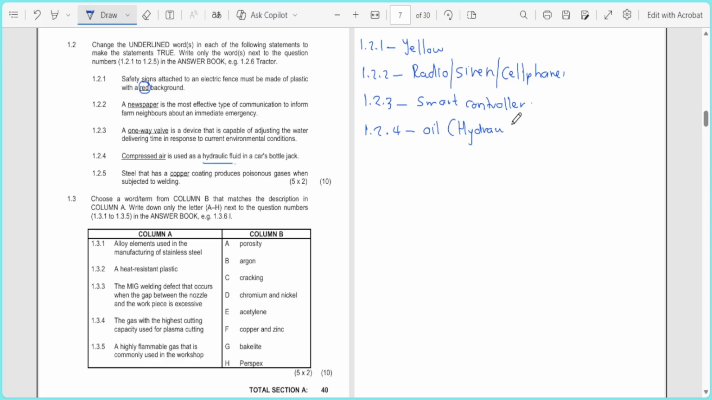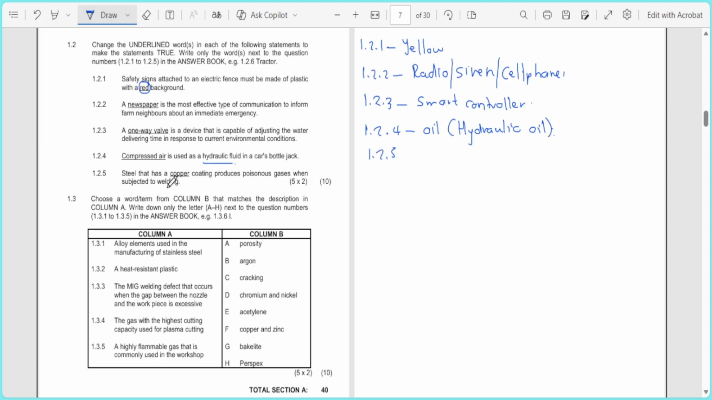Even if you wrote oil, I think it's going to work, but for a more descriptive answer, it should be a hydraulic oil. It should be oil since oil is standard in all hydraulic jacks and equipment in cars. Now for the last one, 1.2.5.